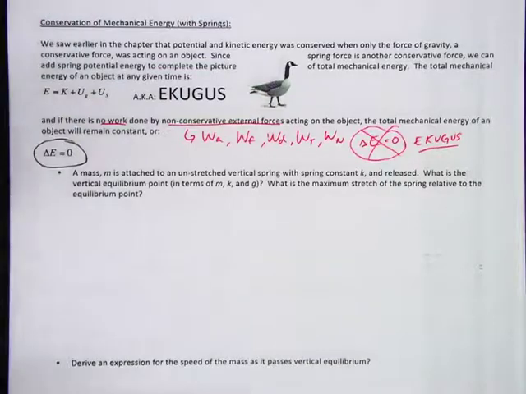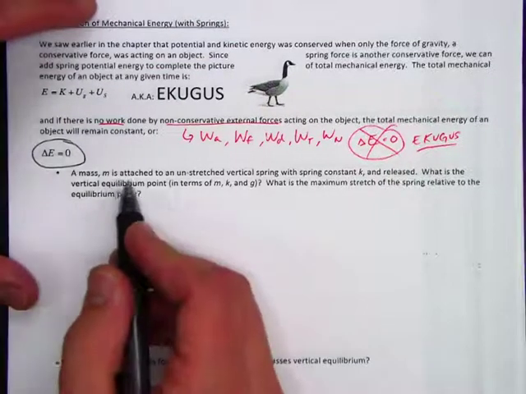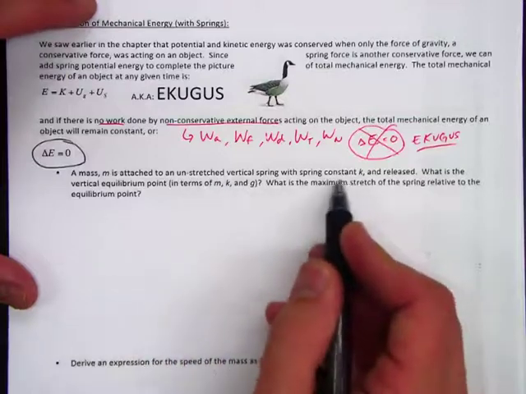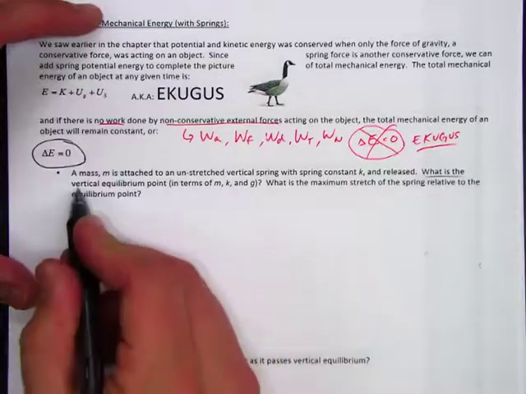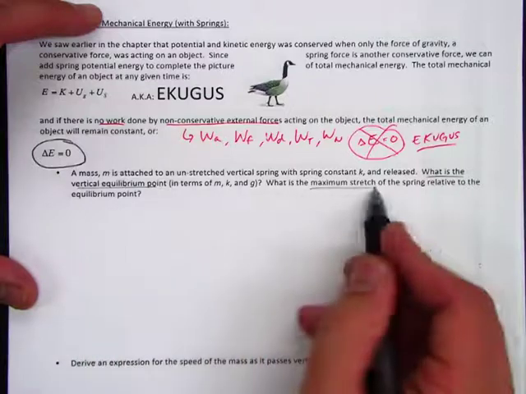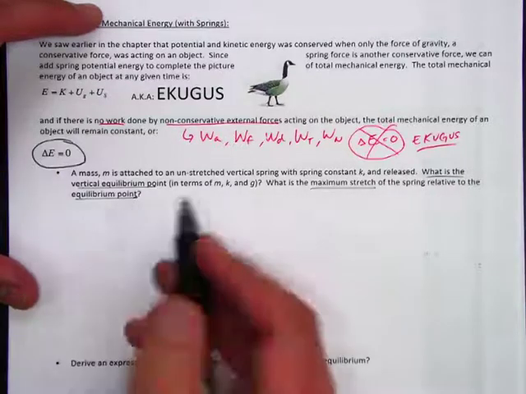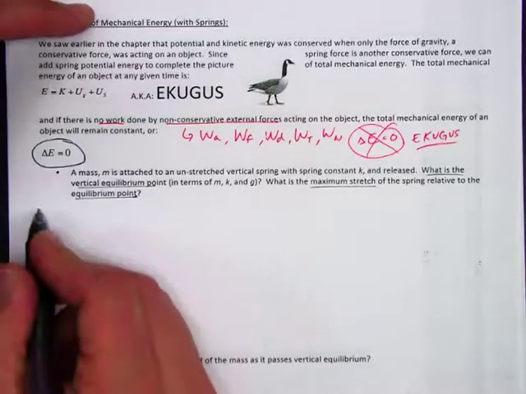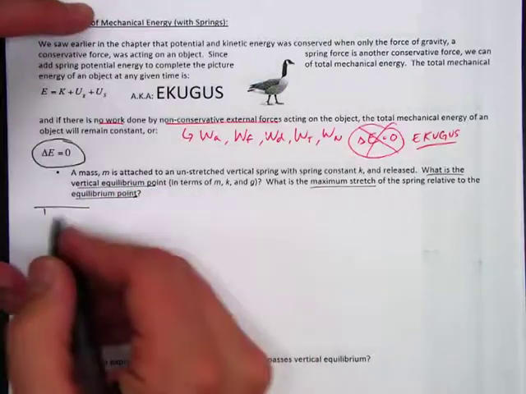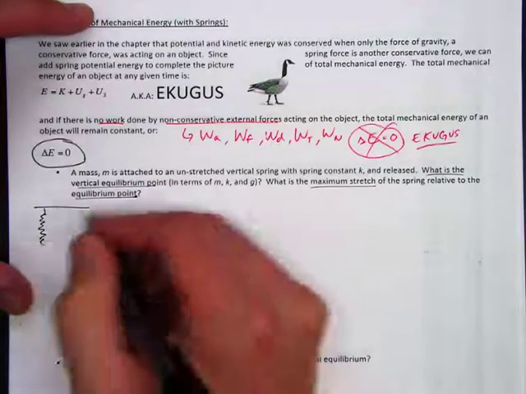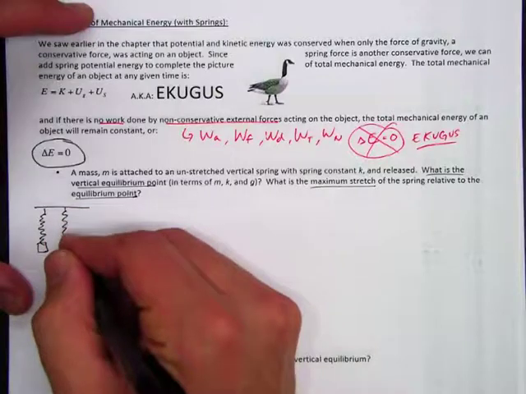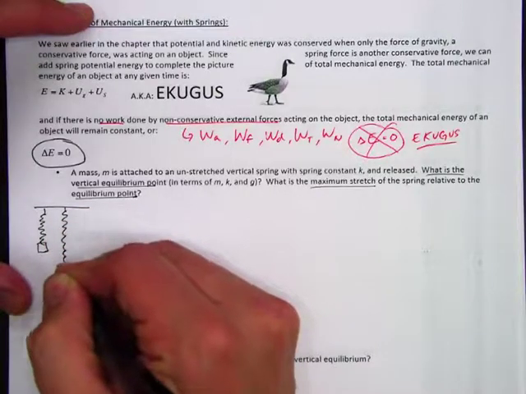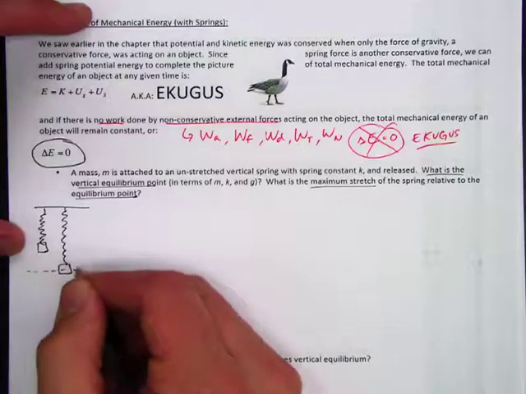So let's apply this to a vertical spring. A mass M is attached to an unstretched vertical spring with constant K and released. What is the vertical equilibrium point? And then what is the maximum stretch of the spring relative to the equilibrium point? So let's start by finding the equilibrium point. So unstretched length of spring, sorry. And then you let the mass hang till it comes to rest.